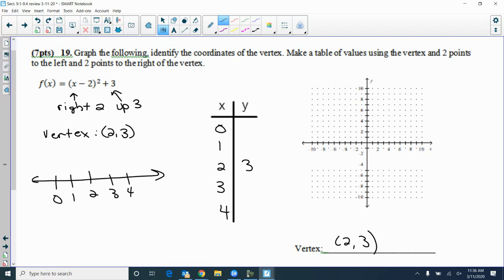You cannot just put down -2, -1, 0, 1, and 2. You did that when it doesn't tell you what to do, you use those, but this tells you to use the vertex and 2 points to the left and right. All right, plug in 0, plug in 1, plug in 2, plug in 3, plug in 4. Now, when you plug in 2, you should know the answer.